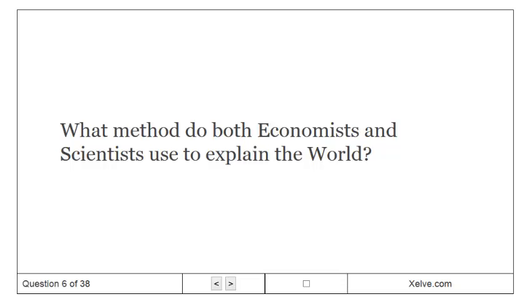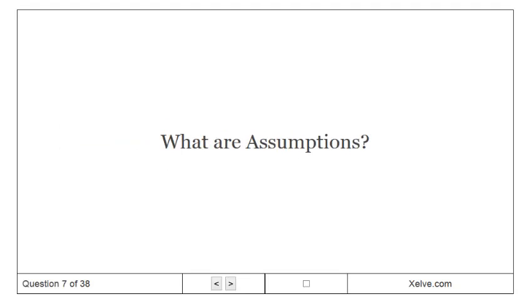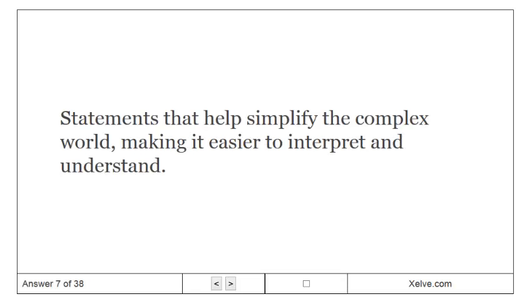What method do both economists and scientists use to explain the world? The scientific method, through observation, theory and more observation. What are assumptions? Statements that help simplify the complex world, making it easier to interpret and understand.